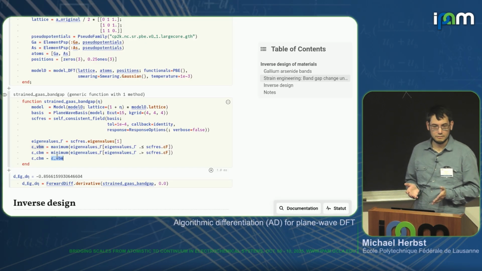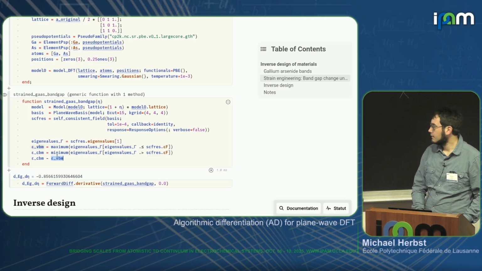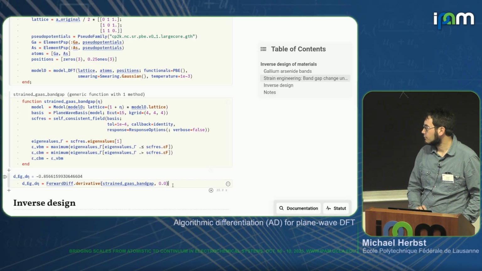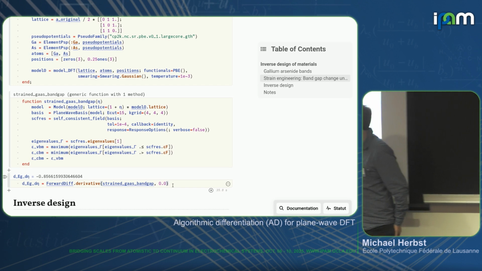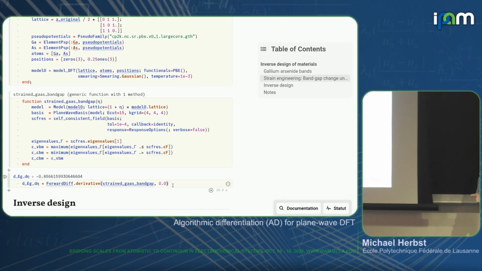Okay, so this is what goes here. This is exactly how you would code it up, right? And then we just say, now please compute me the derivative. And that's it, right? And this is actually how first order the band gap changes with an applied strain.